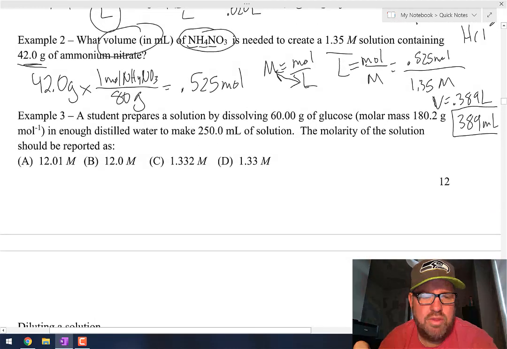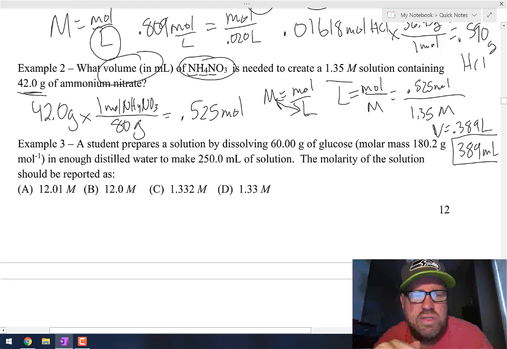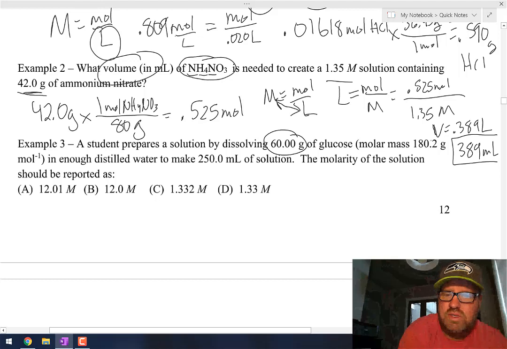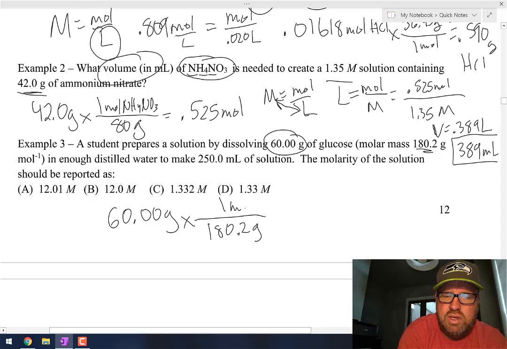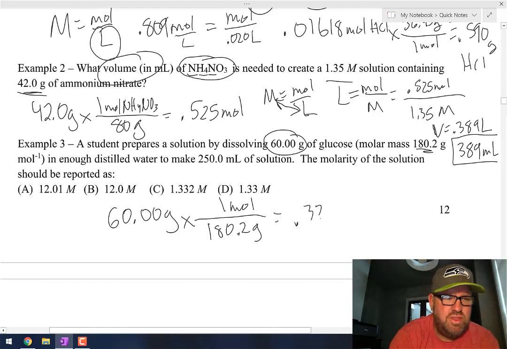Okay, and then example 3, this will be our last one for today. A student prepares a solution by dissolving 60 grams of glucose in enough water to make 250 milliliters of solution. The molarity of the solution should be reported as... So first of all, we've got grams, and they give us the molar mass. So let's take our 60.00 grams, and we're going to divide by 180.2 grams per mole. And again, I'm going to write down a number, but I'm really going to use the number on my calculator screen. Okay, it says 0.332963374. So I'm just going to write down a couple of those, 0.3330. Even though I rounded that, I'm not even going to use that number.